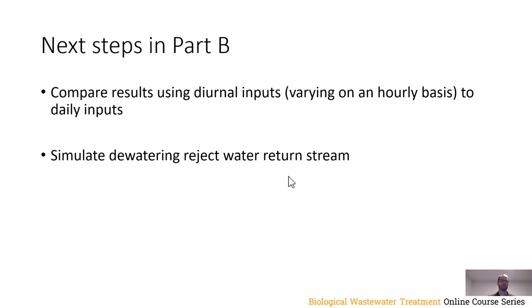As our next steps, in Part B, we will compare results using diurnal inputs, that is to say when we're varying the influent inputs on an hourly basis, with the results that we've already generated using daily varying inputs. In addition, we'll look at simulating a dewatering reject return stream and see how that impacts our treatment performance.